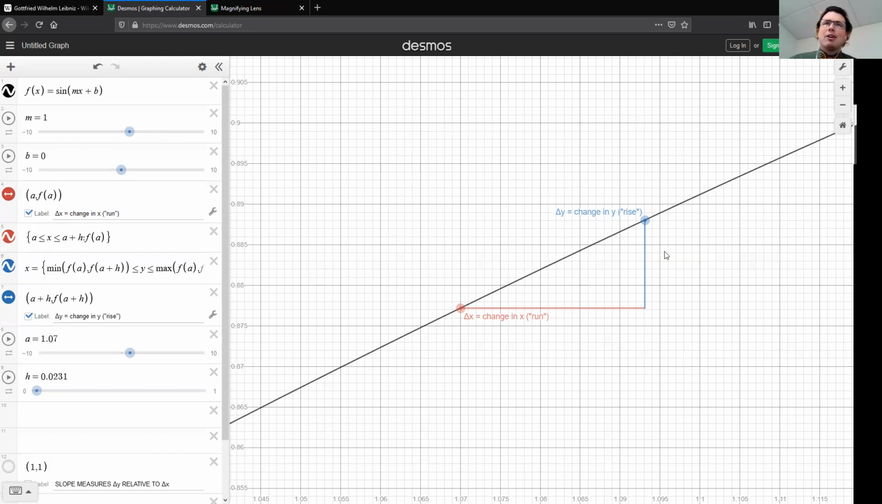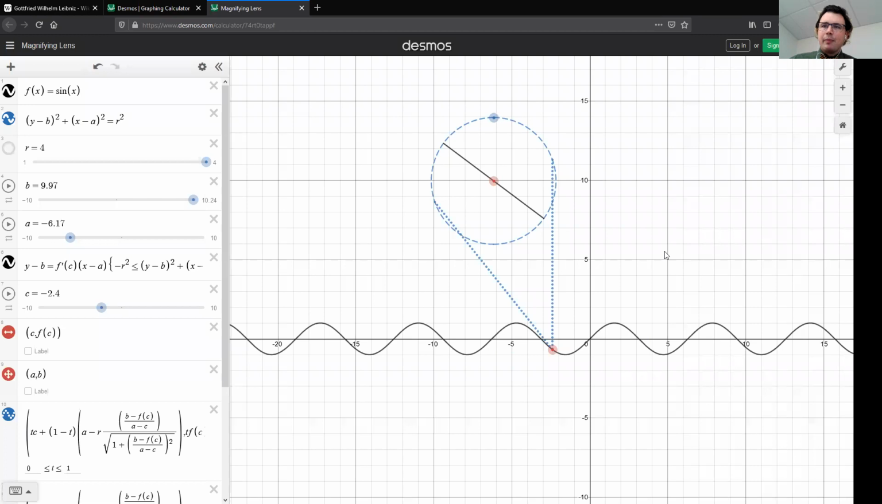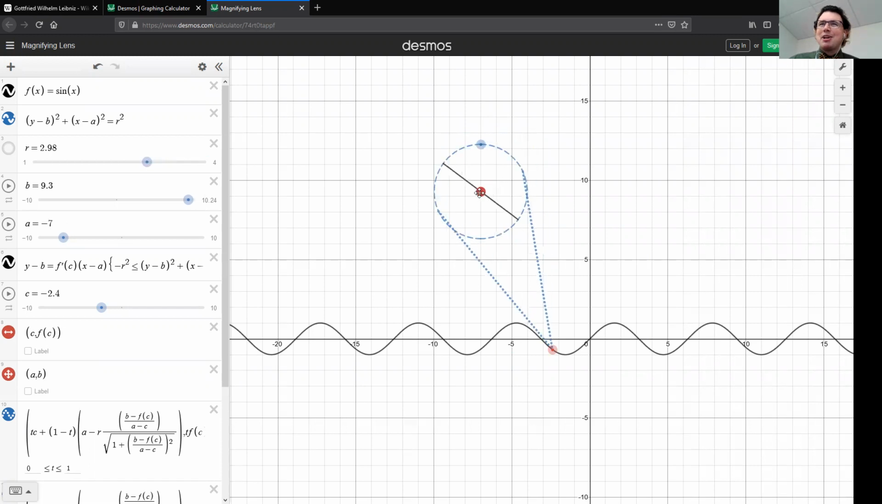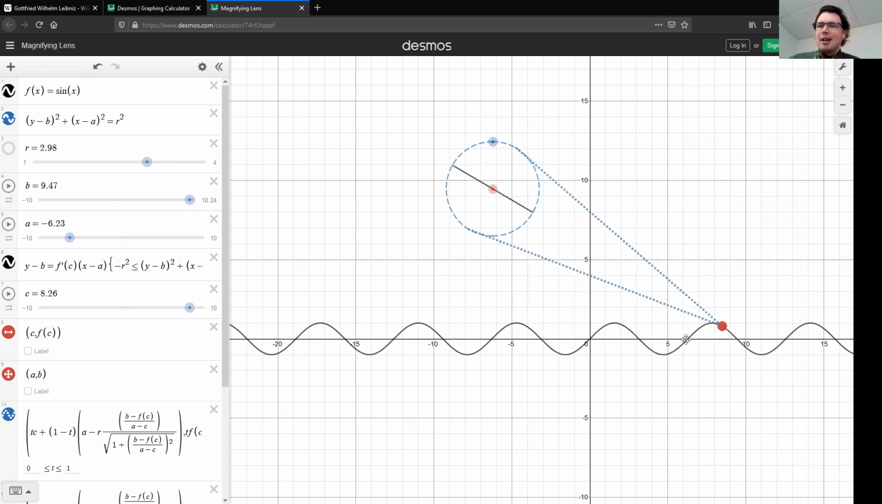I have it open here in a different tab. Here I have that same sine of x function, and now I've put in what I'm going to call my magnifying lens. And the idea is I have zoomed in so much on that sine function that it looks like a straight line. So I can move my slider around. Here I see is about that trouble point I was having on my previous graph.